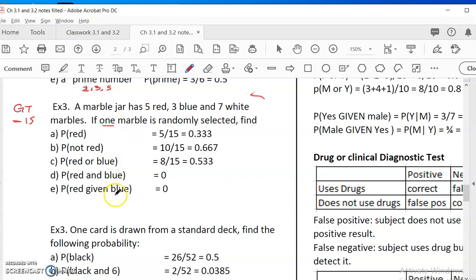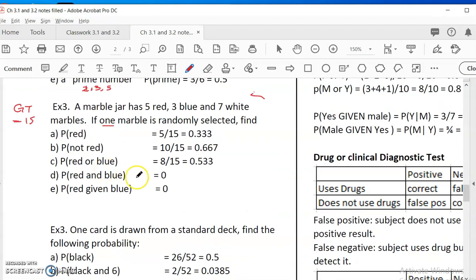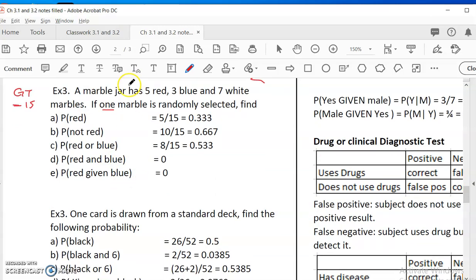Not before. Not the fact that you have this happen before. When we do 3.2, we'll talk about step one. Step one is a blue, and then I get a red. So we will talk about those. But in 3.1, it's all about just one marble, okay?